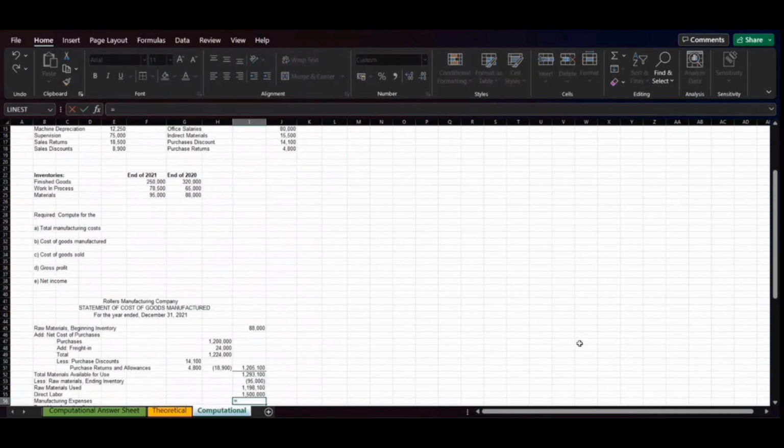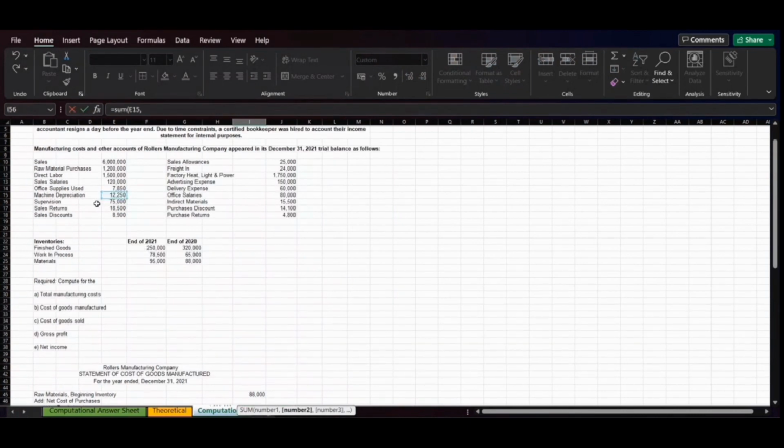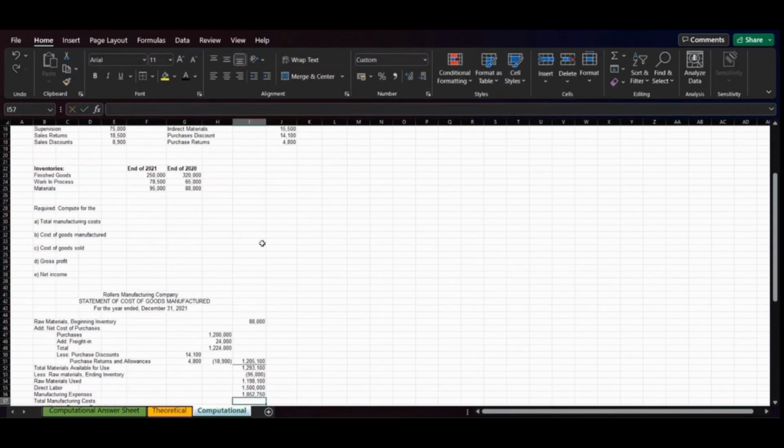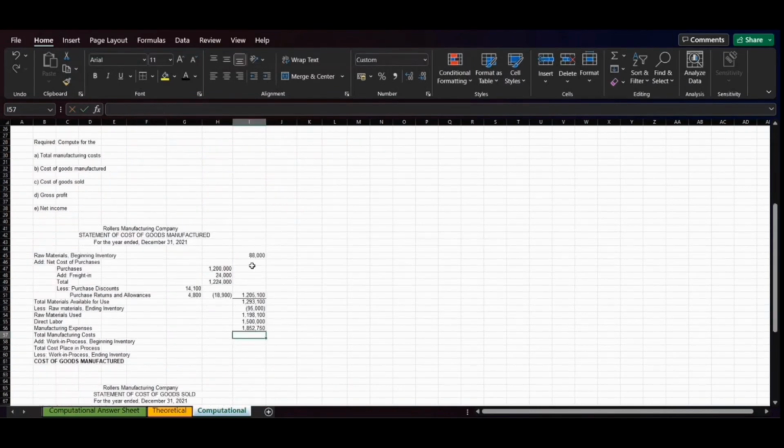Para makuha natin yung manufacturing expenses, kuha natin yung sum ng machine depreciation, supervision, factory heat, light, and power, and indirect materials. So, ayan lang kuha natin total. Ayan, 1,852,750. So, para makuha natin yung total manufacturing costs, sum natin yan.